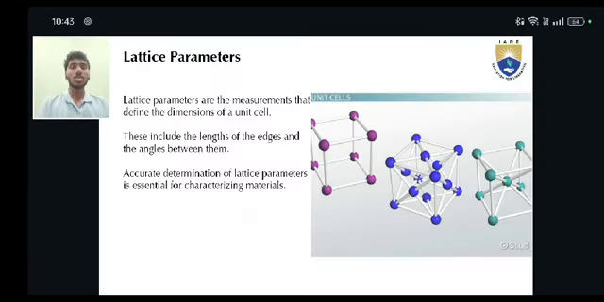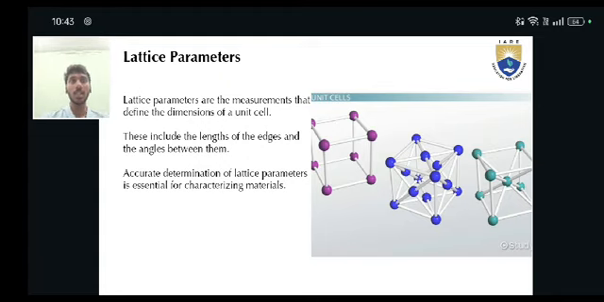Lattice parameters define the dimensions and geometry of a unit cell in a crystal lattice. They describe the physical arrangement of atoms and are essential for characterizing the structure of a crystal. Here are the key lattice parameters. First, lattice constants. Lattice constants are the edge lengths and angles of the unit cell.